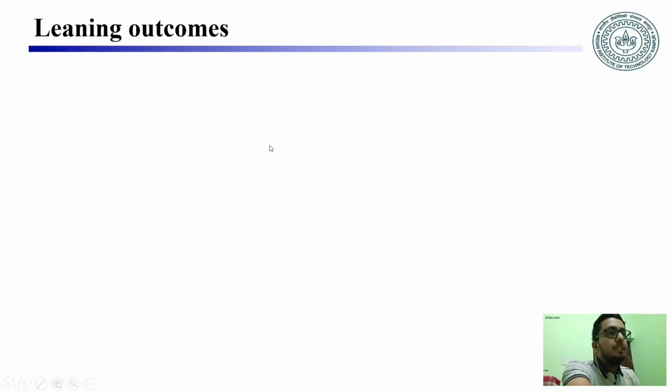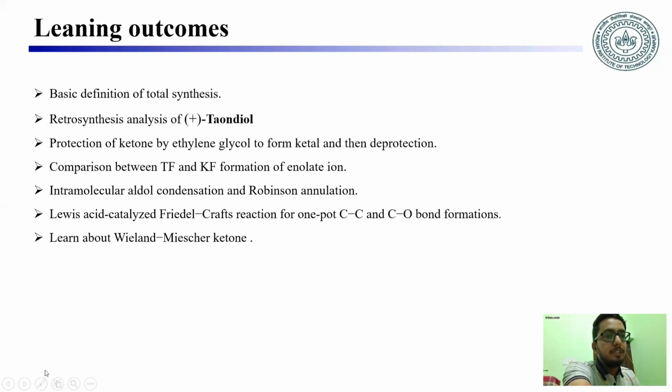First of all, we will see the learning outcomes of today's lecture. We will learn about the basic definition of total synthesis. Then we will see the retrosynthesis analysis of Taondiol. During the synthesis of this molecule, we see the protection of ketone by ethylene glycol to form ketal, and then its deprotection. We will also compare the thermodynamically favorable and kinetically favorable formation of phenolate ion.